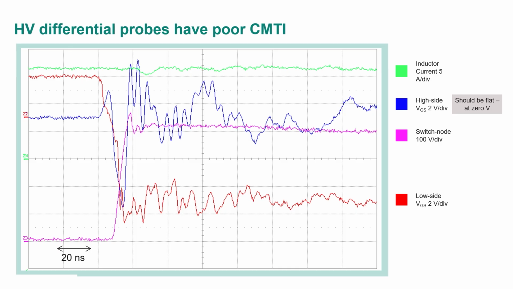On the other hand, if I try to use one of the other high voltage differential probes that I showed earlier, here's what you get. Same test, right? I expect 0 here, but you can see I've got 2, 4, 5, or 6 volts and a whole bunch of noise and then settling out going on.